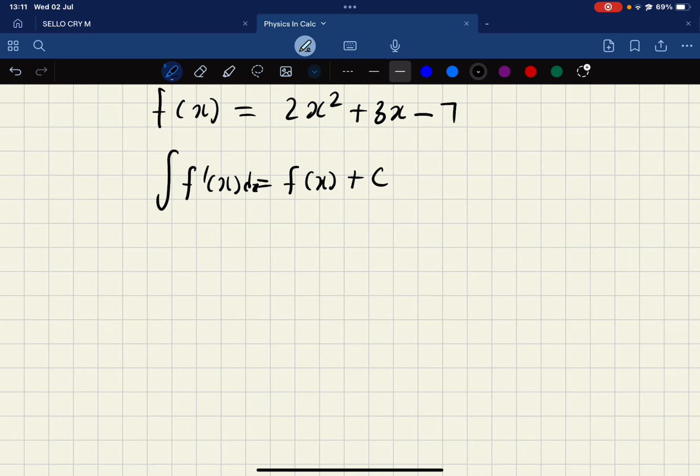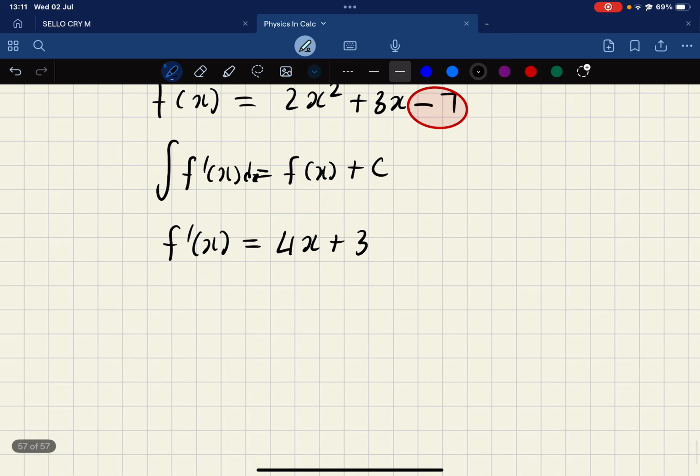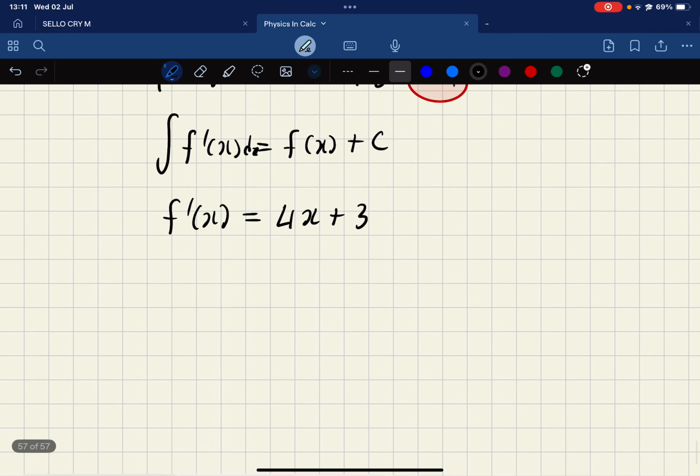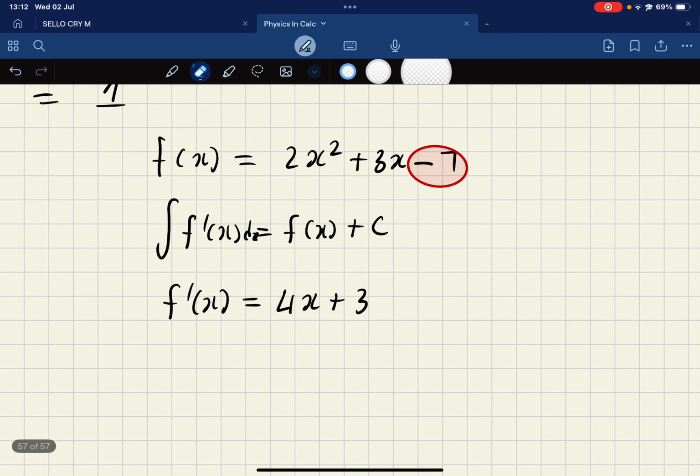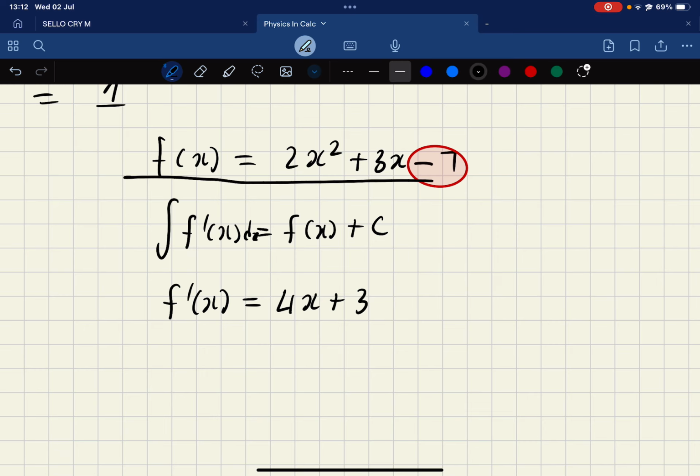Let me show you how we get plus c. So when we derive that function, we get 4x plus 3. Understand? Because the derivative of any constant is 0. Meaning that if we try to go back, we say, okay, there was a constant there. But there are infinite real numbers. You cannot just assume a value unless they give you a condition. So now we are trying to go back to this function.